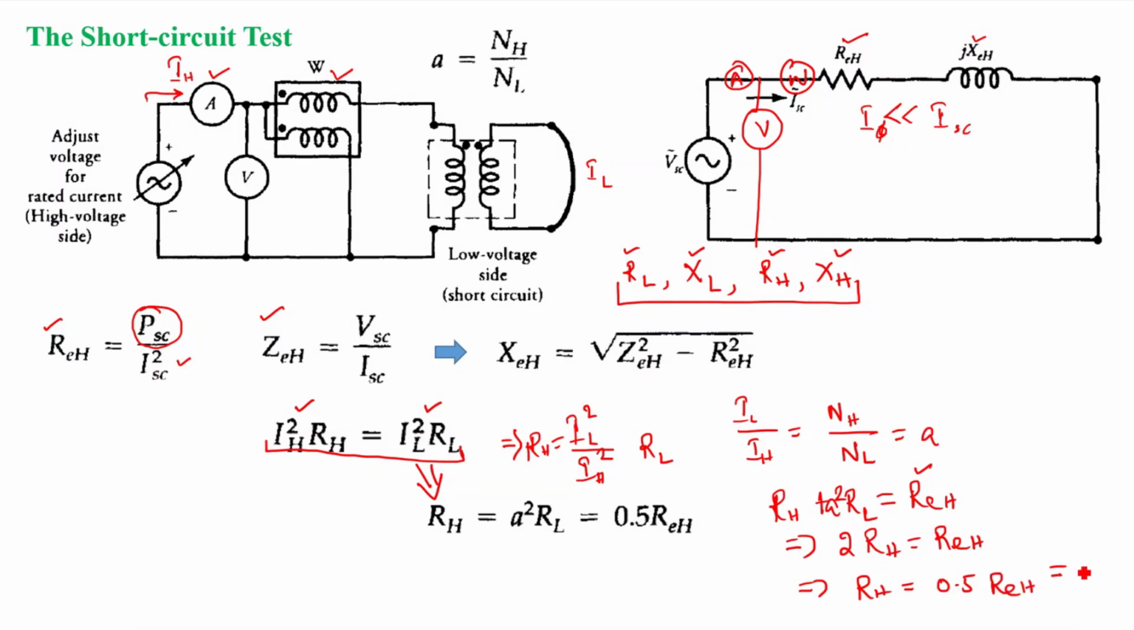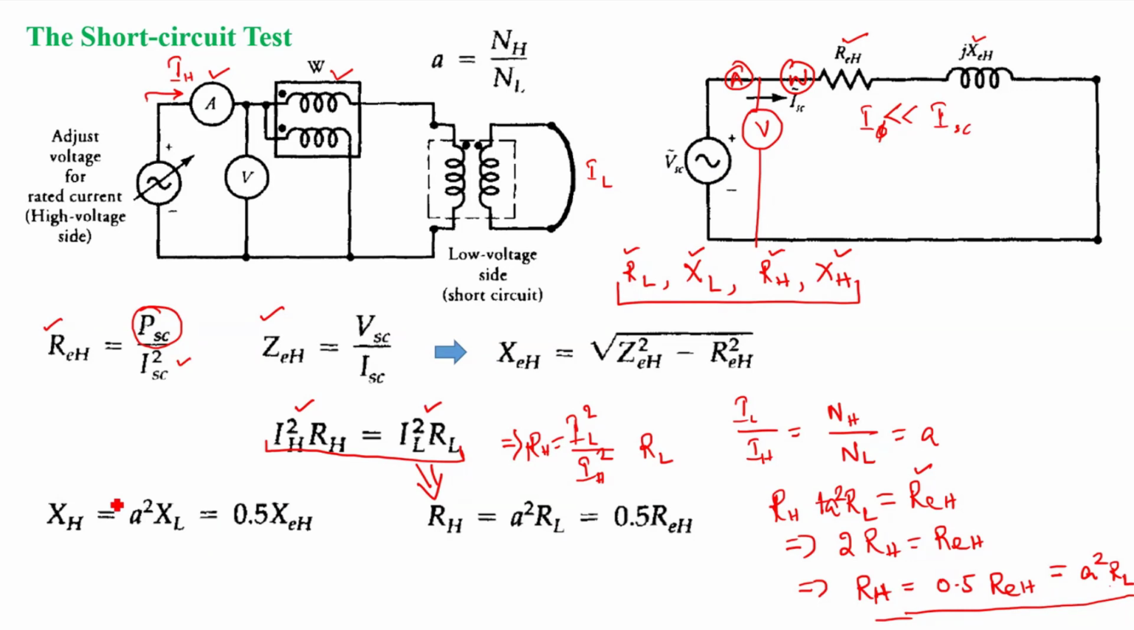So that is also equal to A square RL. Now from this equation I can find RH and RL individually or separately, right? This is how I can segregate RH and RL from REH.